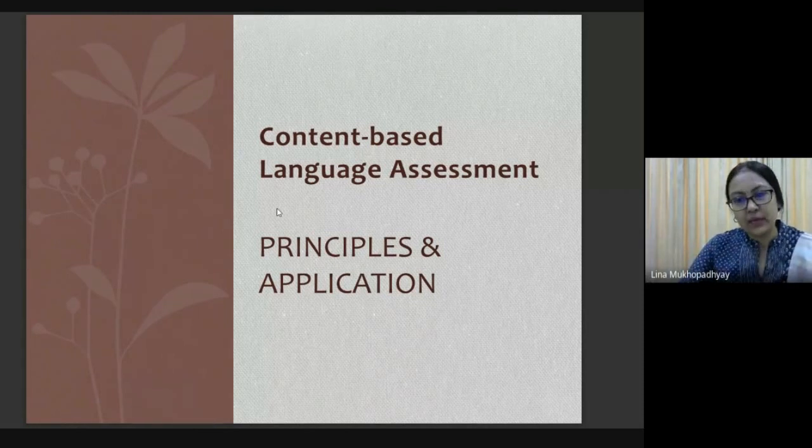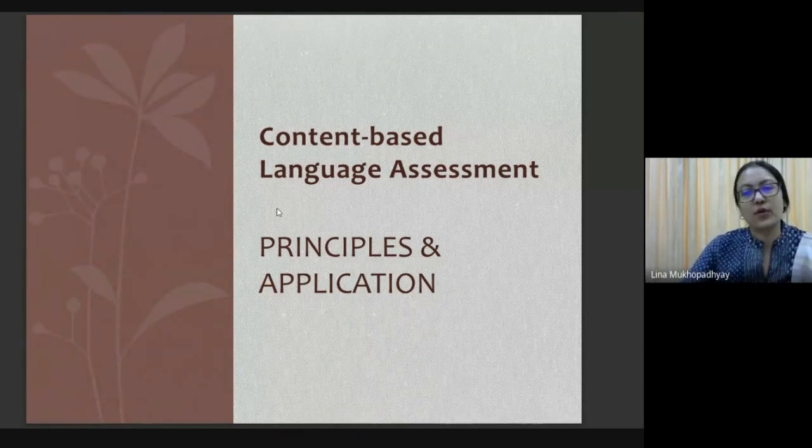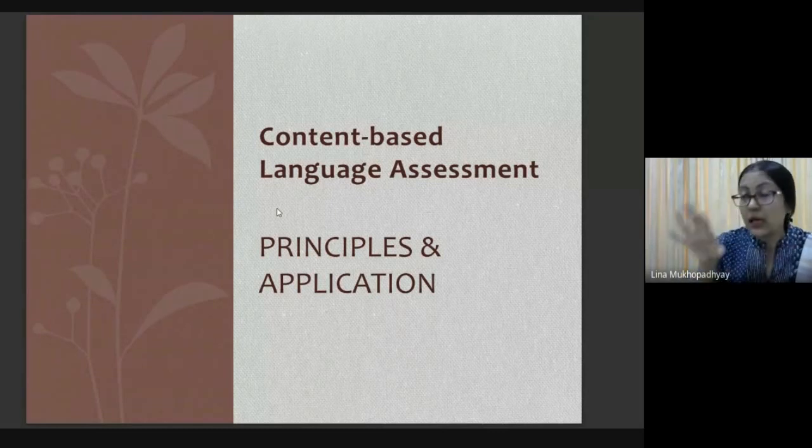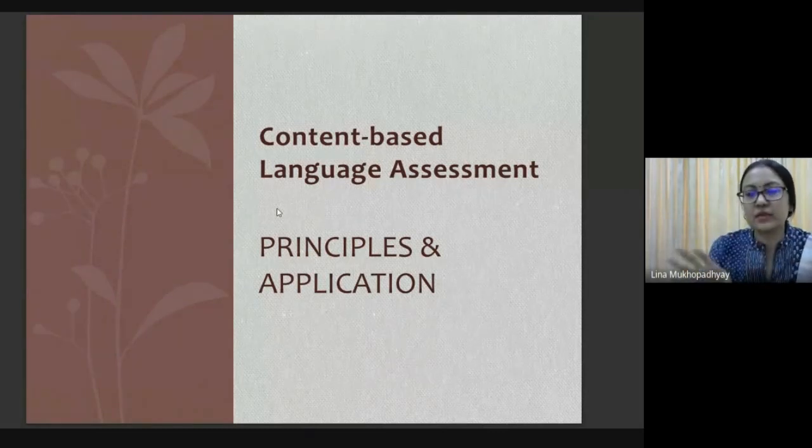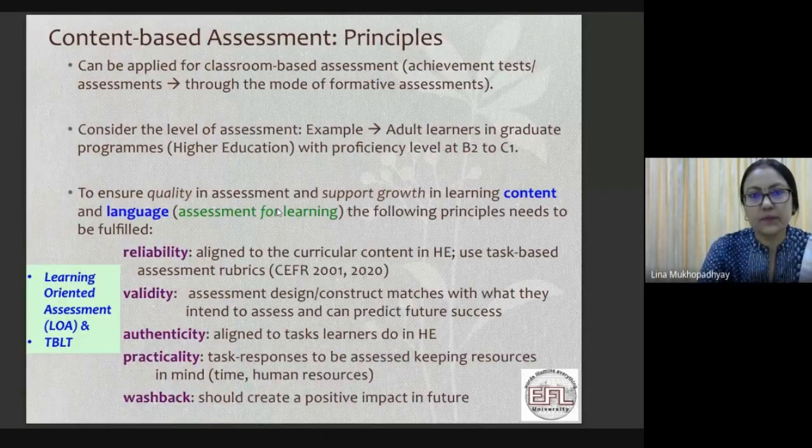It could be applicable for undergraduate, postgraduate programs, or for research programs. So therefore, we are narrowing down our scope of content-based language assessment for higher education. Right. So in that capacity, we would be discussing the principles. So let us take some time to understand this slide.